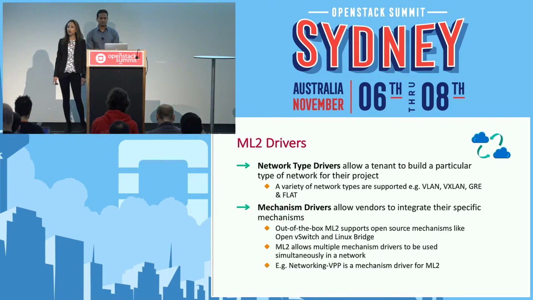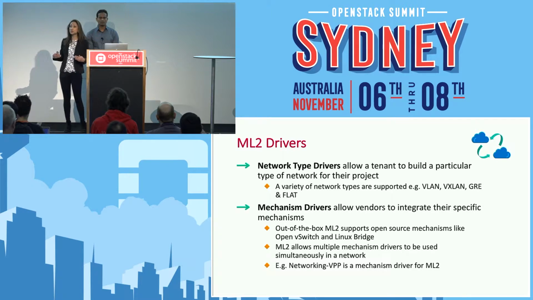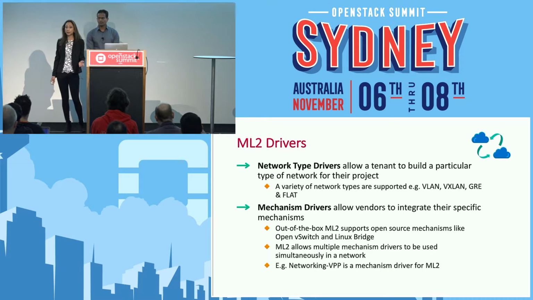Mechanism drivers, on the other hand, allow vendors to integrate their own specific devices or mechanisms. Out of the box, ML2 supports two open source mechanisms, which are Open vSwitch and Linux Bridge. And ML2 allows multiple mechanism drivers to be used simultaneously in a network, which makes it very useful in a real-world data center which has many devices from many vendors being used. An example of a mechanism driver for ML2 is Networking VPP.